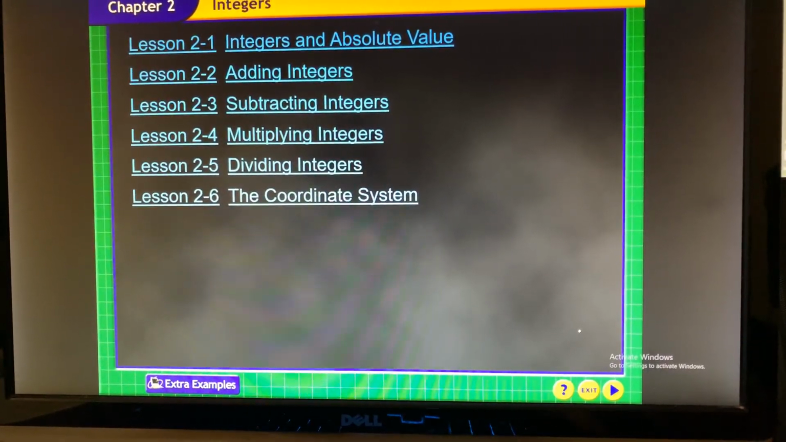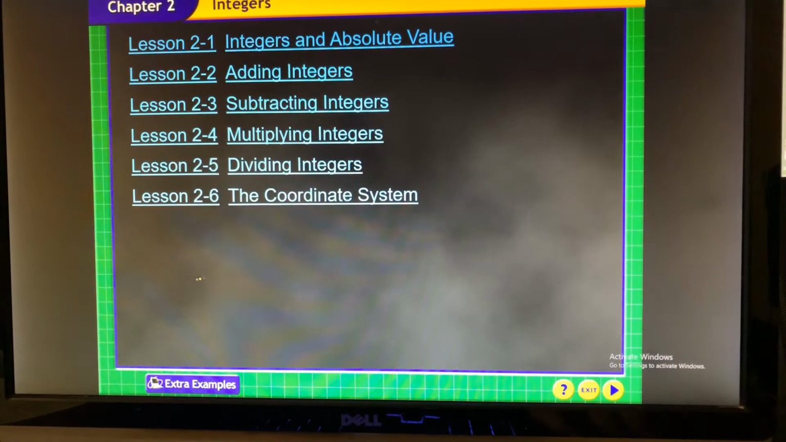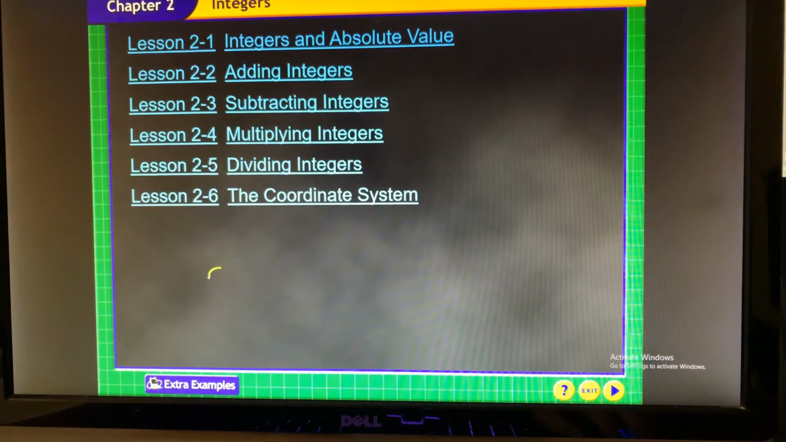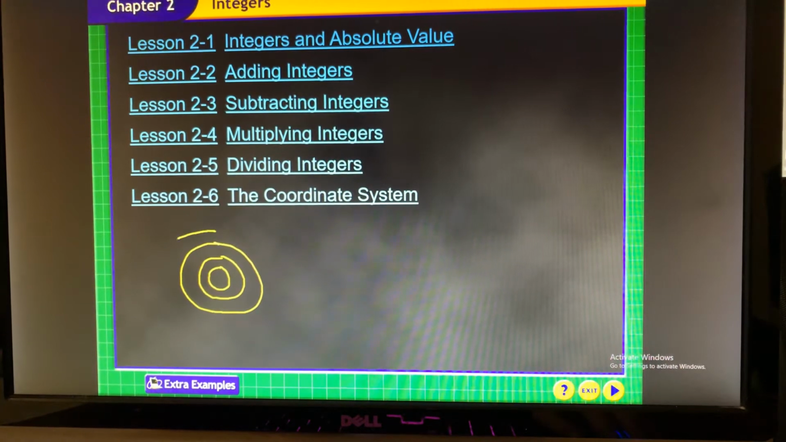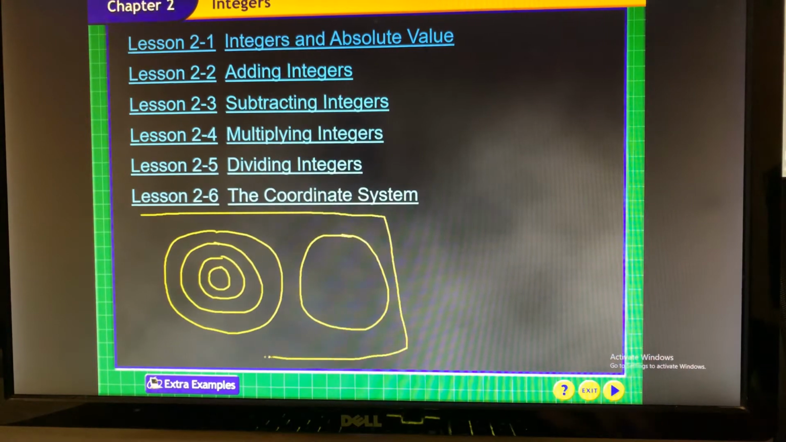All right, we're going to start with chapter 2 now. Chapter 2 is all about integers. So what I want to start with is a Venn diagram. This Venn diagram is made up of a series of different types of numbers that exist in what we call the number system. So we have these circles right here, and then they're all within this box.